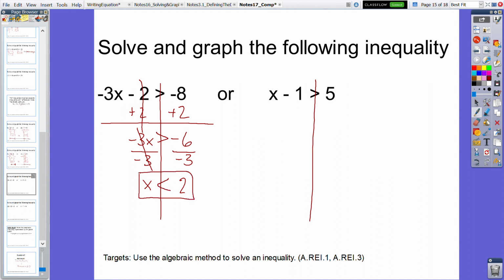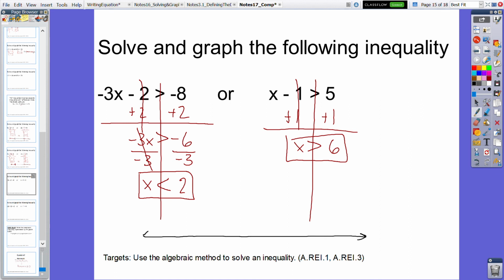Okay, so there's 1. The next one, if I add 1 to both sides, this one's a little bit easier, it's just a one step. x minus 1 plus 1 causes these to cancel, I'm left with x is greater than 6. Okay, so when I go to graph it, construct my number line like usual. And got 2 here, all my numbers less than 2, or my number is greater than 6. Well, that's easy because we can do less than 2 goes this way, and then greater than 6 goes this way.